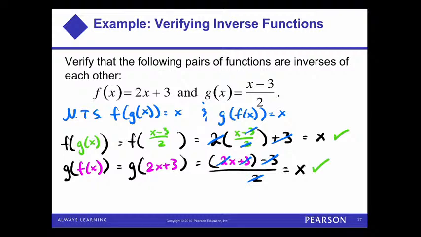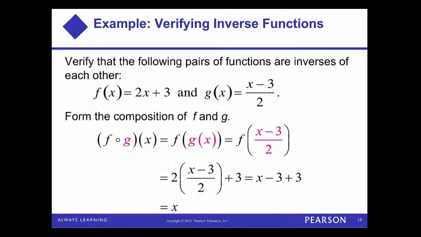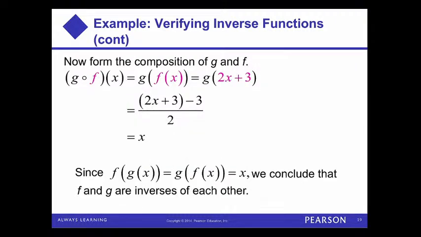And I think we have a typed version of what we just did. F compose g, you see the x there. G compose f, you see the x there. Since f of g of x equals g of f of x, which they both equal x, we conclude that f and g are inverses of each other. Okay? All right.